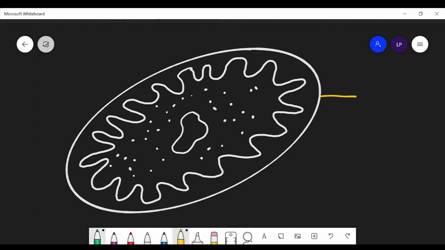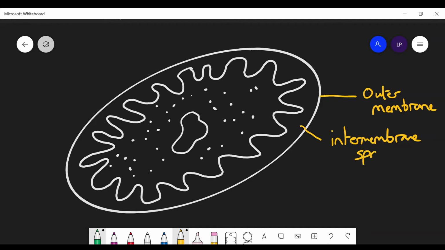Also, the space between the outer and the inner membrane, the intermembrane space, is vital for the electron transport chain part of respiration. The inner membrane, as we can see, is folded to form finger-like structures to increase the surface area so that more of the electron transport chain can occur. And these finger-like projections are referred to as cristae. So the cristae increase the surface area, allowing more aerobic respiration to occur.